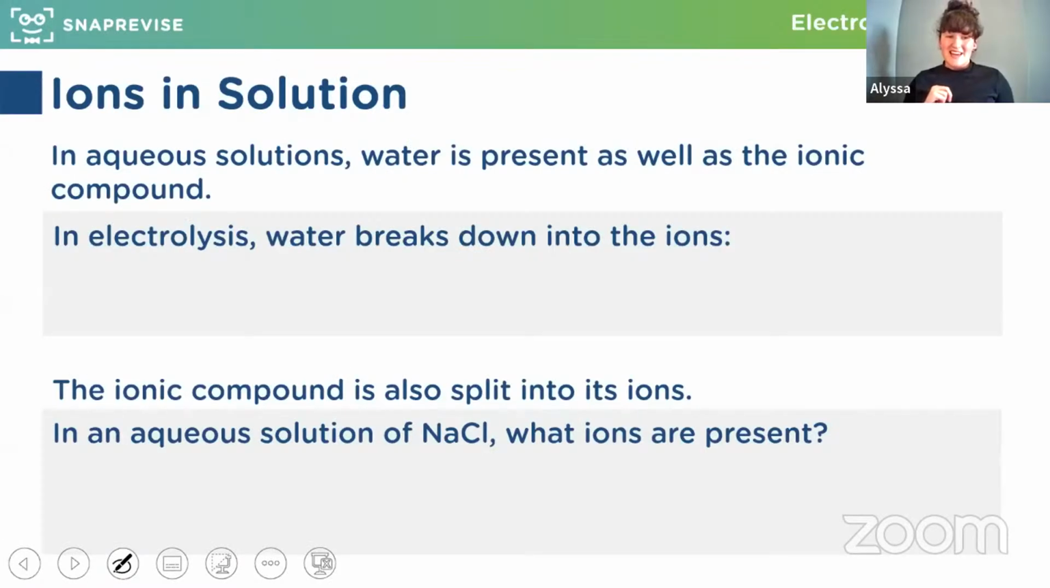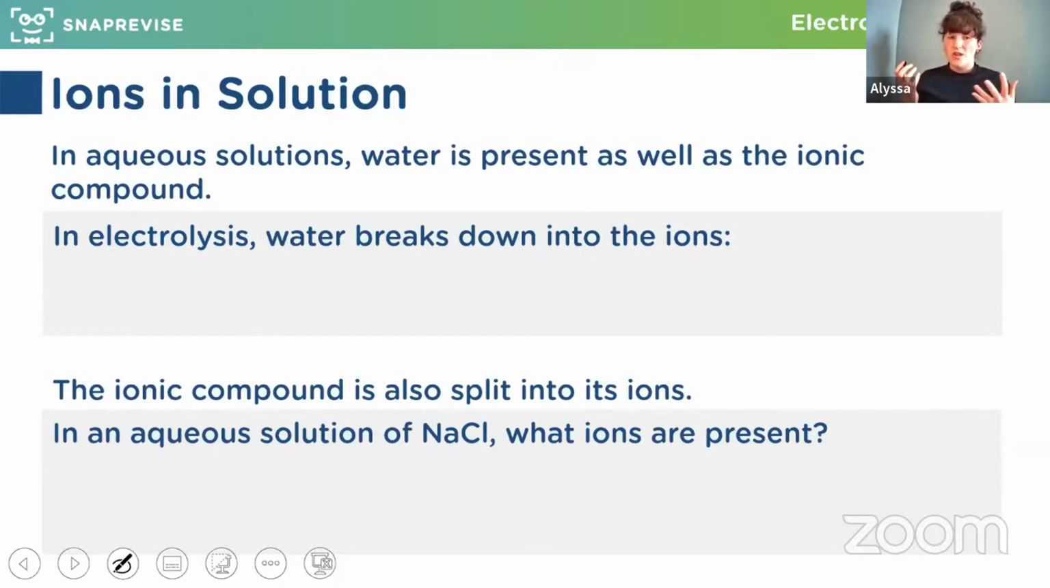So this time we're looking at aqueous solutions. This is where it gets a little bit more complicated, and there are some rules that we need to memorize. I will talk you through why, I'll talk through the theory, but if you aren't as confident with your theory, then it may be worth just memorizing these rules. So in aqueous solutions, water is present as well as the ionic compound. We've taken our ionic compound and we've dissolved it in water. So that means we've got our ionic compound and water in the solution.